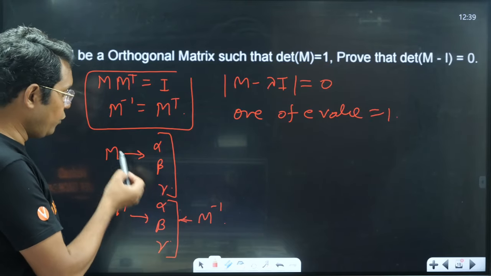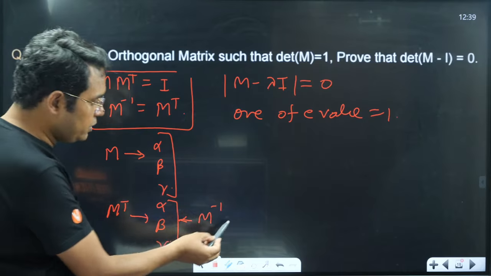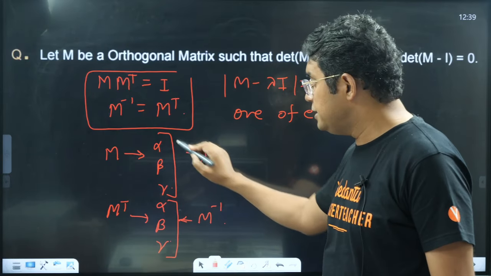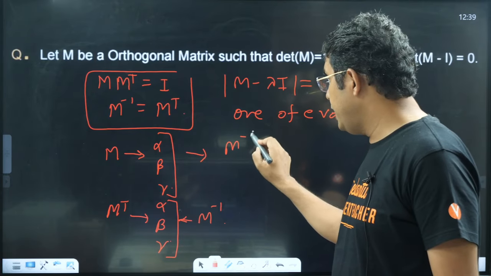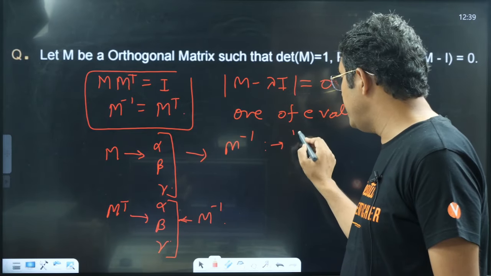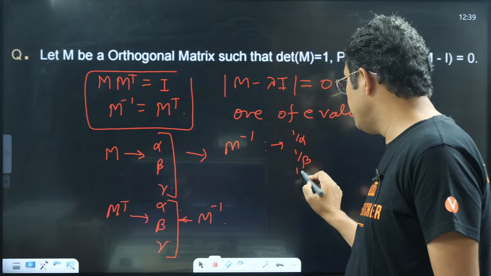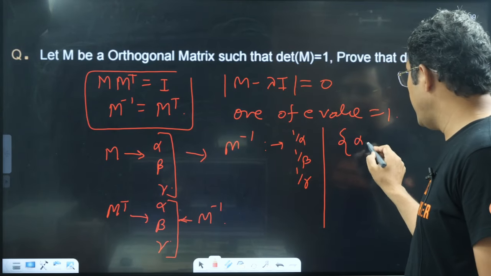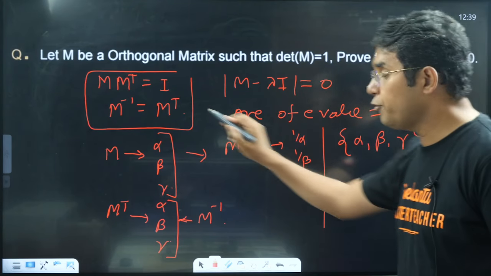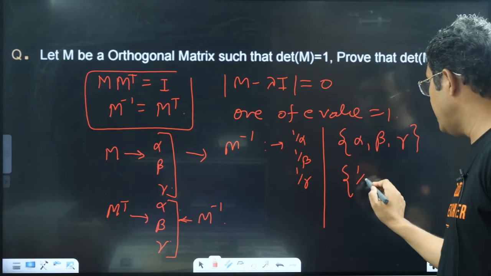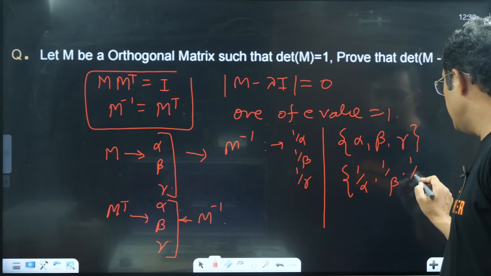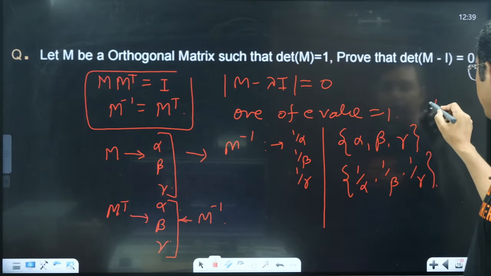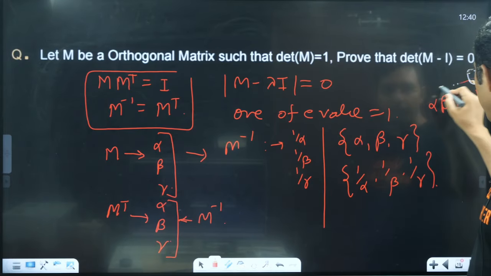So same eigenvalues for M and M transpose, and because M transpose is equal to M inverse, this will also have the same eigenvalues. But you know, if M has eigenvalues alpha, beta, gamma, then M inverse should have eigenvalues 1 upon alpha, 1 upon beta, 1 upon gamma. Now, what does this mean? This means the set of eigenvalues alpha, beta, gamma of M and the set 1 upon alpha, 1 upon beta, 1 upon gamma have to be the same. And also, determinant of M is 1, so alpha beta gamma also has to be equal to 1.